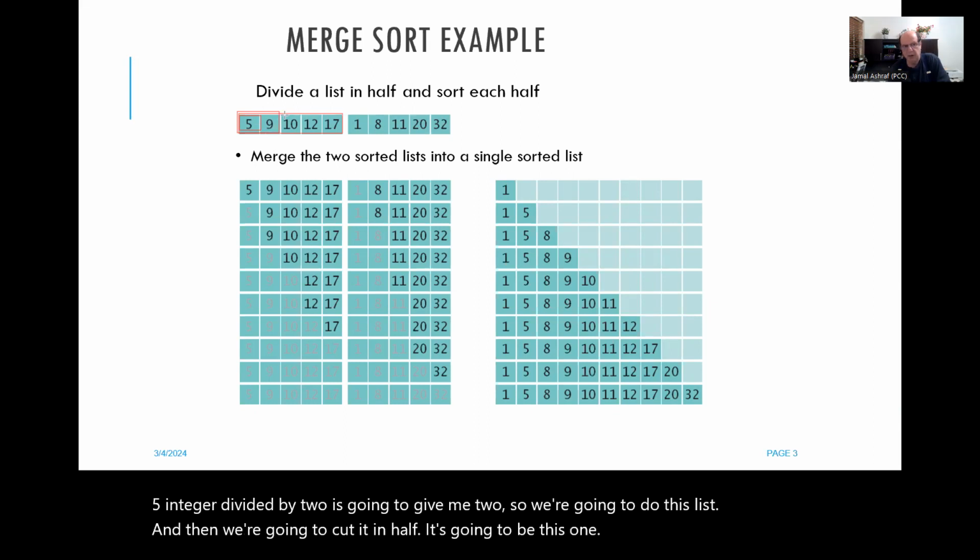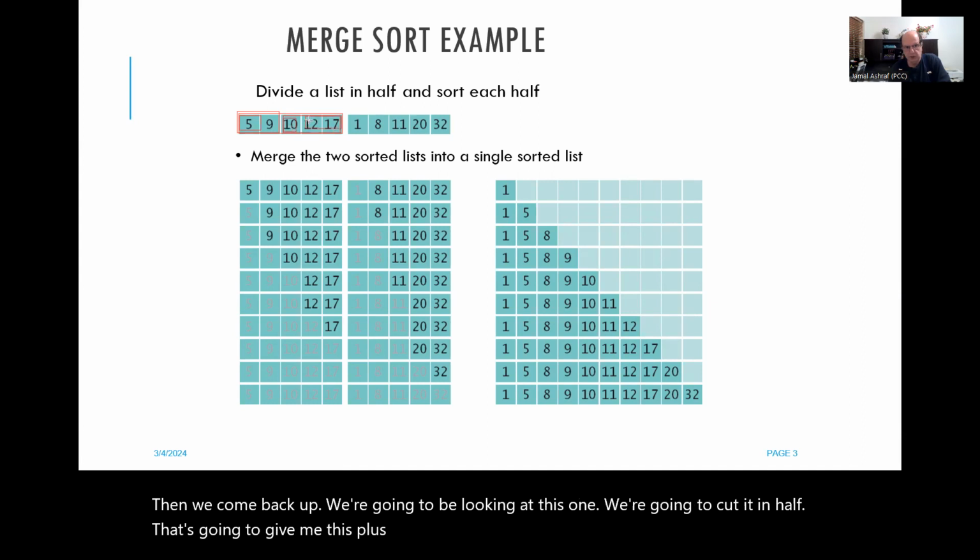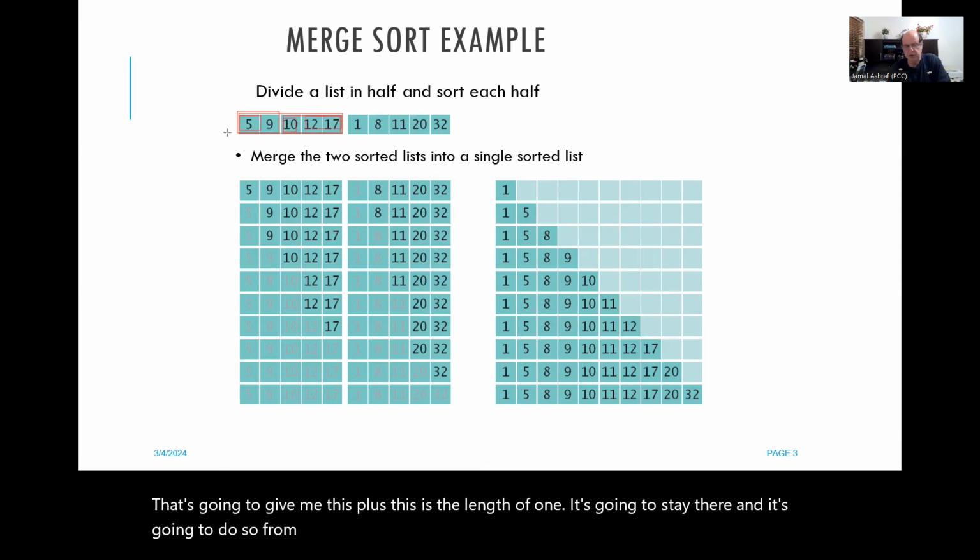Then we come back up. We're going to be looking at this one. We're going to cut it in half. That's going to give me this plus this. This is the length of 1. It's going to stay there, and it's going to do sort on this one. It's going to merge these things, and it's going to do the same thing with the other one.